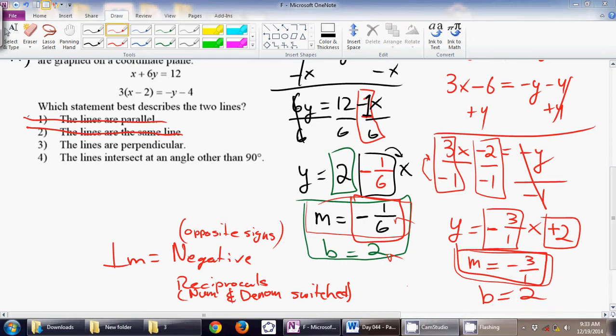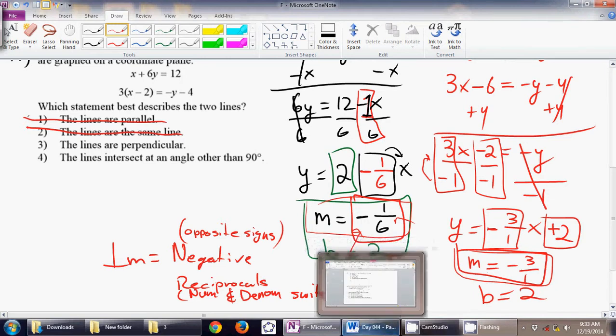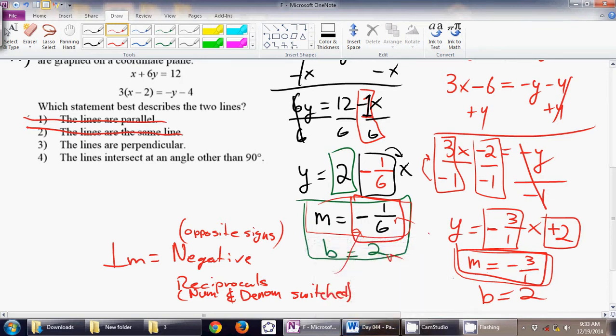So if lines are perpendicular, they're supposed to be negative reciprocals. So in this particular one, they are not negative reciprocals. They don't have opposite signs, and in fact, they're not even reciprocals. 1/6 and 3/1, different numerators and denominators. So we know the lines aren't perpendicular. The only thing that they could be is answer choice number 4, that they're neither perpendicular nor parallel. Thank you.